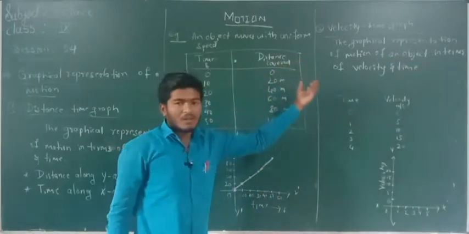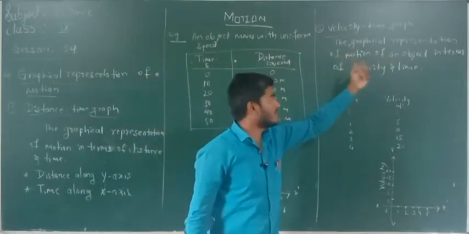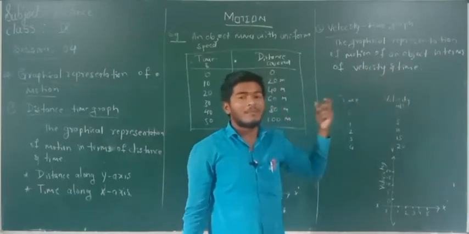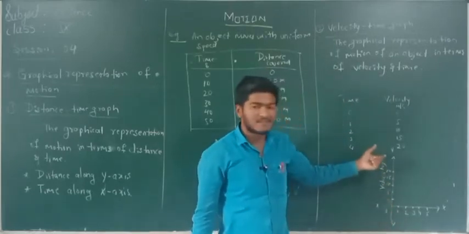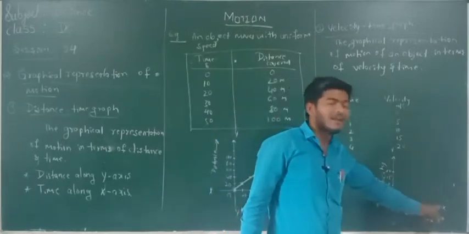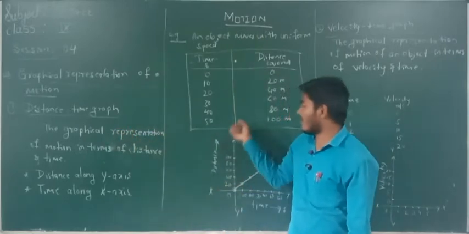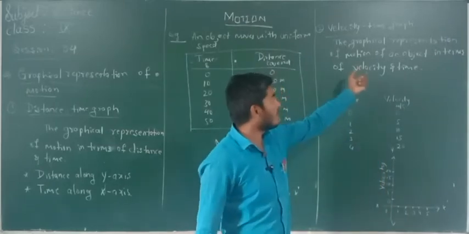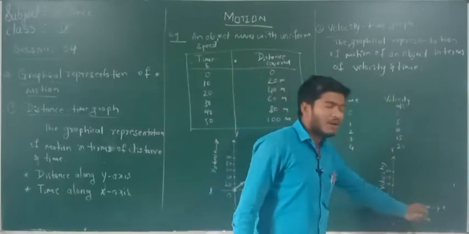What is a velocity time graph? It is also the graphical representation of the motion of an object in terms of velocity and time. In this case, we take velocity along the y-axis and time along the x-axis. In the distance time graph, we take distance along the y-axis and time along the x-axis. But in the velocity time graph, we take velocity along the y-axis and time along the x-axis.